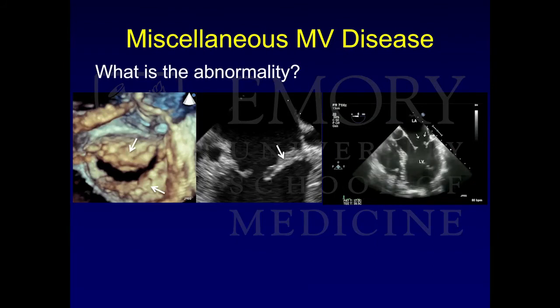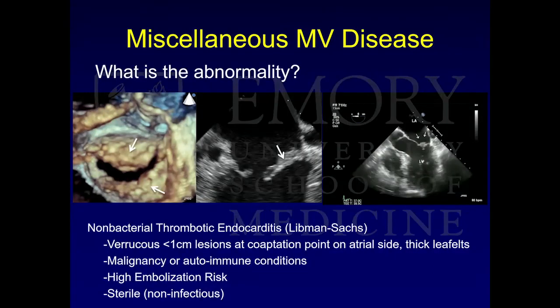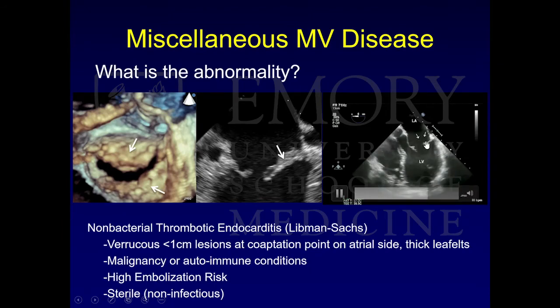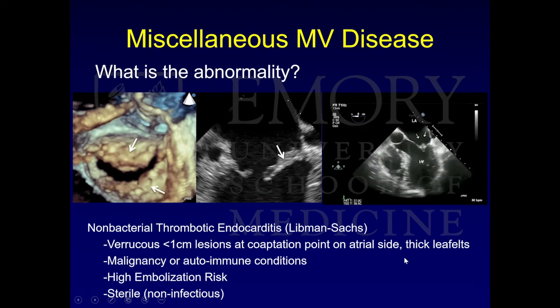All right, so this is a non-bacterial thrombotic endocarditis, or Libman-Sacks endocarditis. So, description of these: verrucous lesions less than 1 centimeter. They're frequently at coaptation points on the atrial side. They're associated with thickened leaflets. Here's a 3D view of what it would look like.